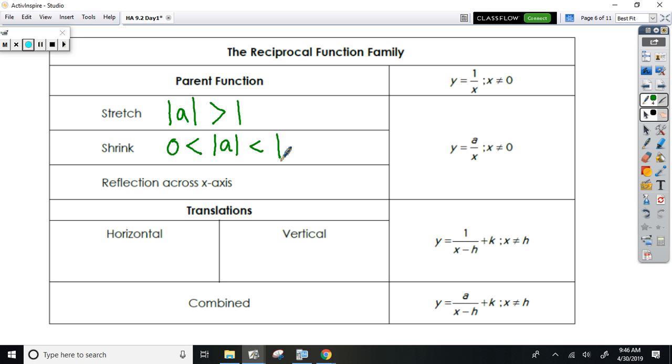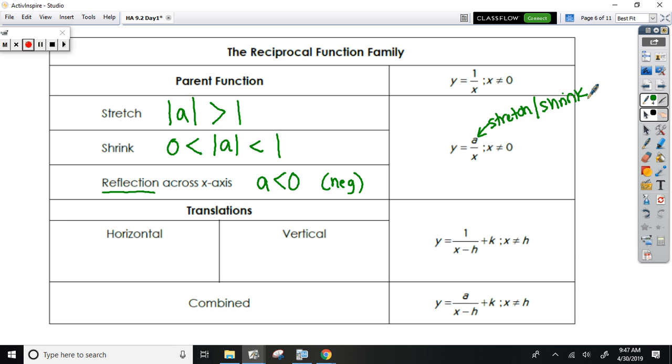And then if a is less than 0, meaning it's negative, then that's considered a reflection. In this case, it'll be a reflection across the x-axis. Kind of just like we did the parabola, we would flip it downward. The one branch will flip down, the other branch will flip up. So they go to opposite quadrants. So you can see an example here, our a value again is going to indicate a stretch or a shrink, or a reflection if it's negative.